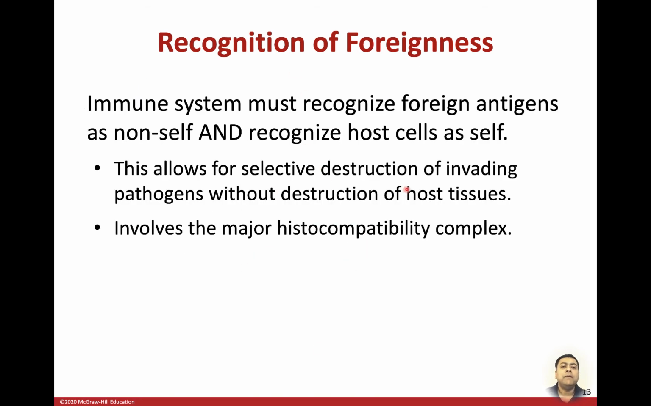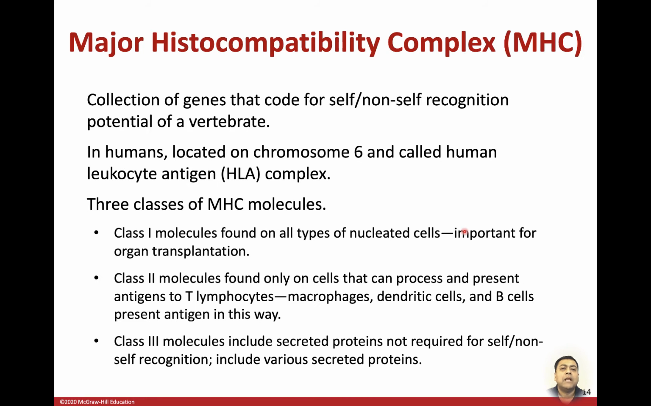So the immune system must recognize the foreign antigen as non-self and recognize host cells as self. This allows for selective destruction of the invading pathogens without destruction of your host tissues. We already talked about that; this is the general idea, and this involves the major histocompatibility complex. So what are those? Major histocompatibility complex, or MHC, and why are they named like that?